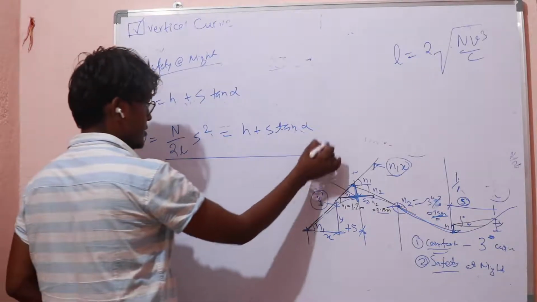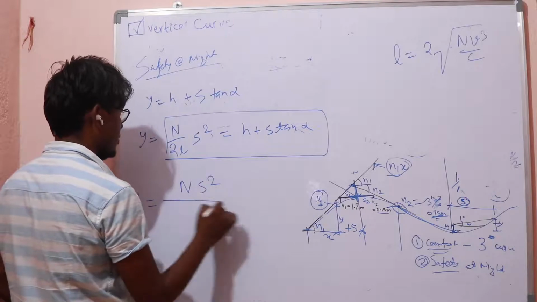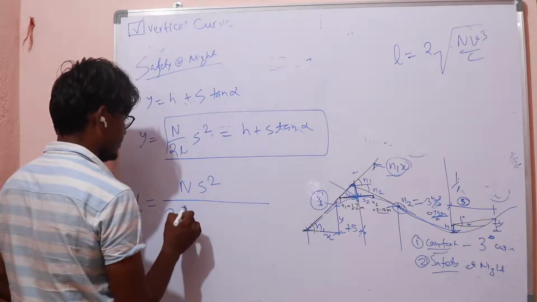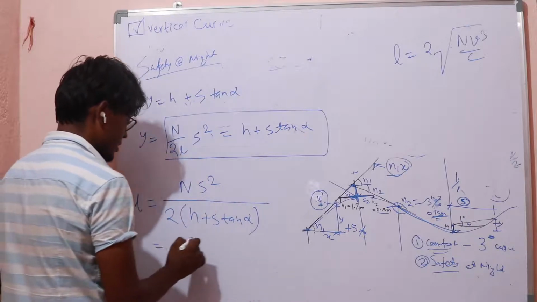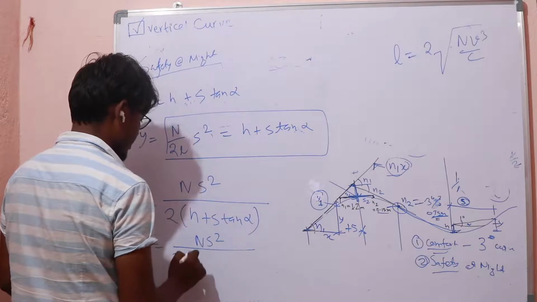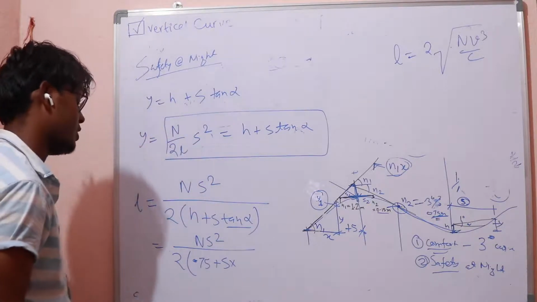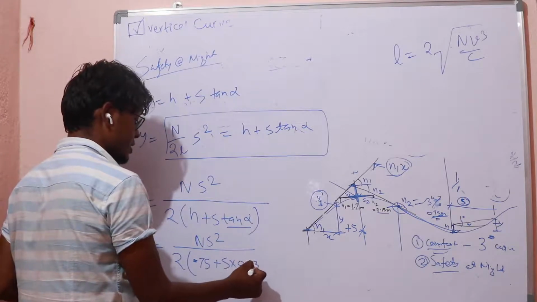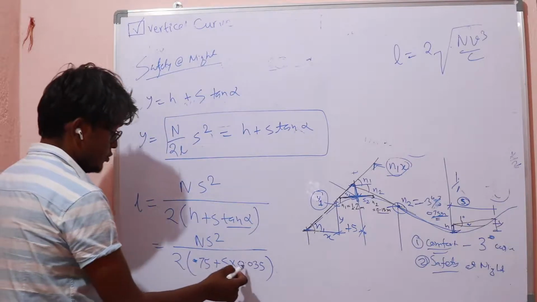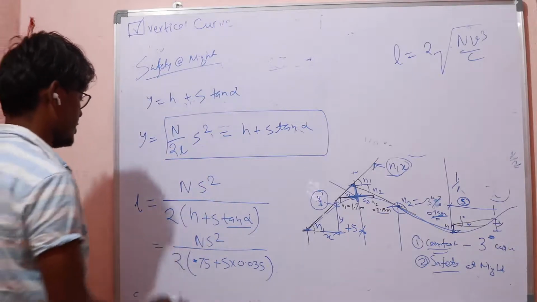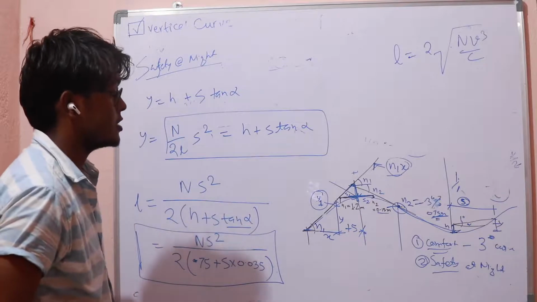So from this we get that L is equal to n s square over 2 times h plus s tan alpha. If we put the value here, n s square over 2 times 0.75 plus s tan alpha. If we put the value of alpha equals 1 degree, this becomes n s square over 2 times 0.75 plus 0.035 s. So this is the formula for the length of the valley curve by safety criteria, when length is greater than s.